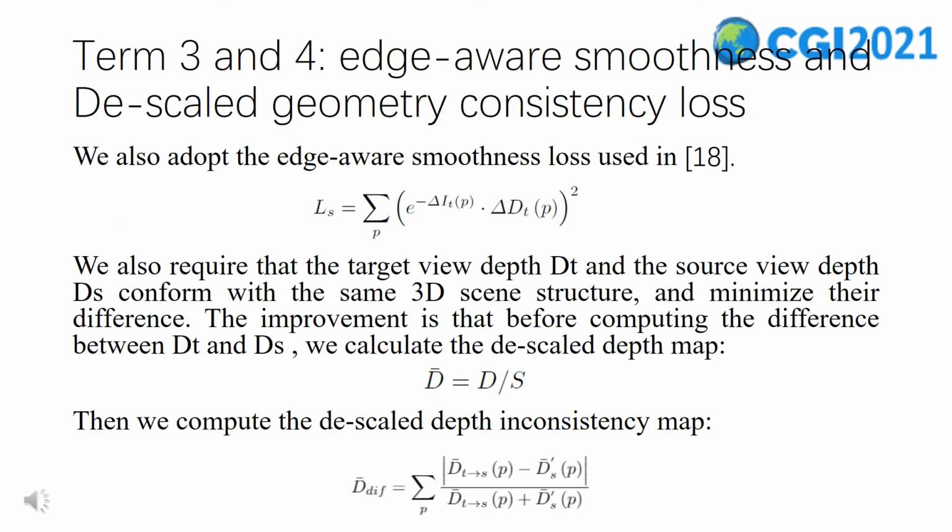The third term is the edge-aware smoothness, which is used in the reference paper 18. Besides the edge-aware smoothness, we also require that the target view depths DT and the source view depths DS conform to the same 3D structure and minimize the difference. The improvement is that before computing the difference between DT and DS, we calculate the scaled depth maps by dividing by S. Then we compute the scaled depth consistency loss as the fourth loss term.